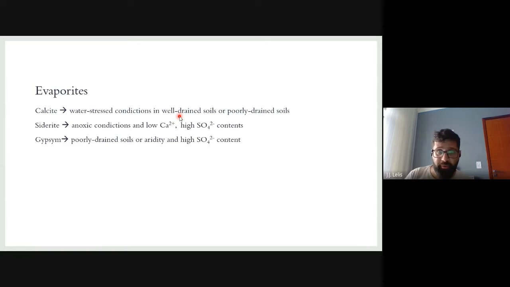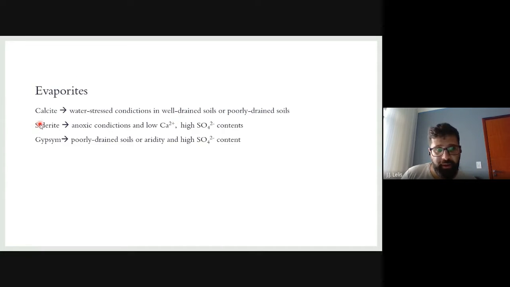So the general condition to form calcite in soils is that you have a water-stressed condition, arid or semi-arid conditions. You have a higher evapotranspiration than precipitation, and the soils are well drained. Okay, and in specific cases, we can see poorly drained soils that form calcite, but in general, they are related to calcium-rich materials, calcium-rich parent materials.